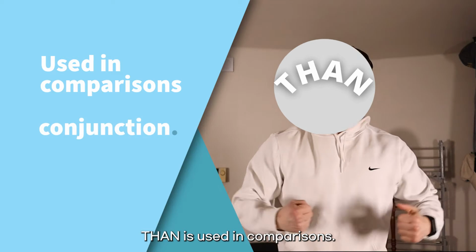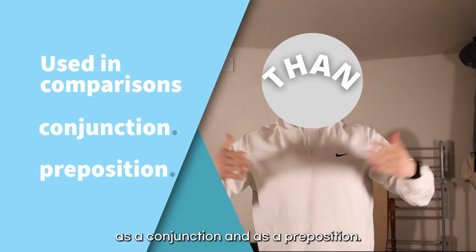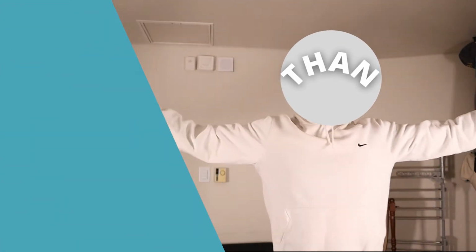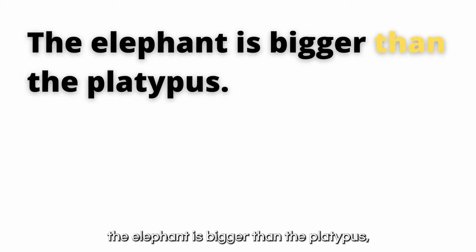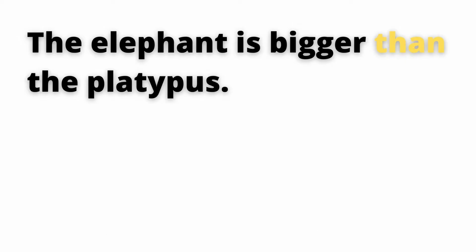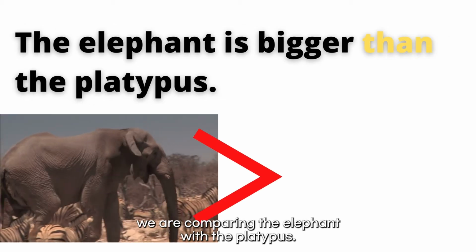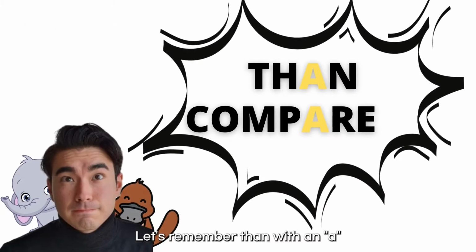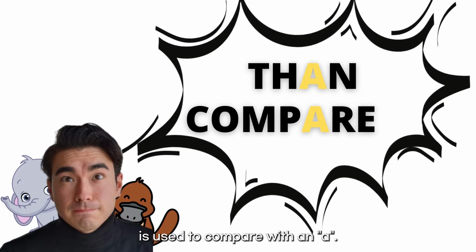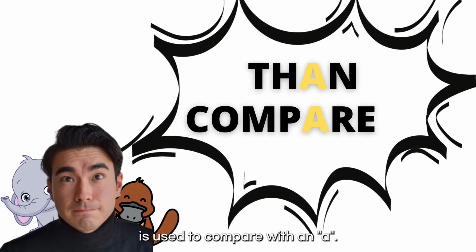Than is used in comparison as a conjunction and as a preposition. In the example, the elephant is bigger than the platypus. We are comparing the elephant with the platypus. Just remember, than with an A is used to compare with an A.